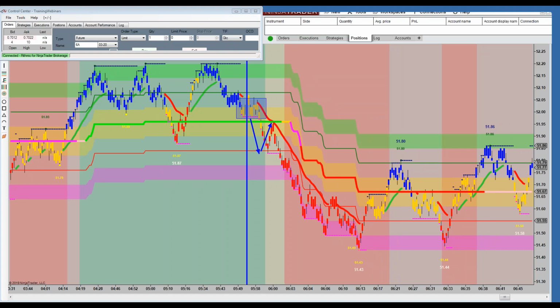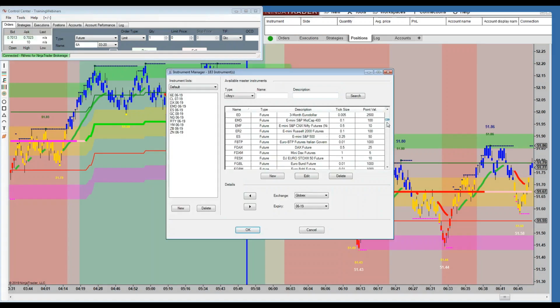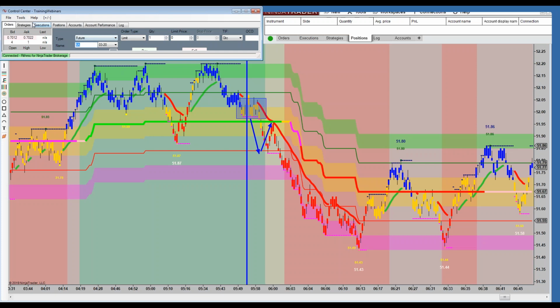Okay, I'm going to start with 7. On 7 on the left, your control center looks like this. You want to look for MES or M2K. MES is the micro E-mini S&P contract. You can notice that it's not in here. See how it's not here? M2K is not in here either. You have to have the 40 version, and you have to reset your instruments. Everybody knows how to do that? Anybody not know how to do that? If you don't, I can show you. You have to reset your instruments.